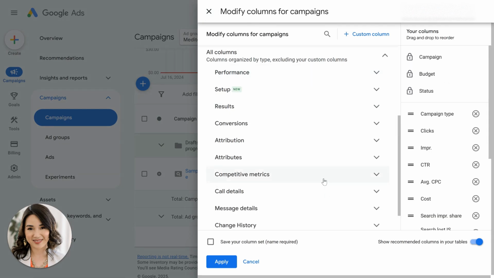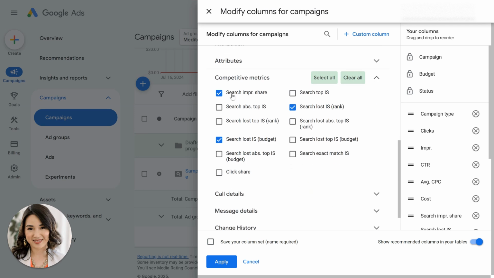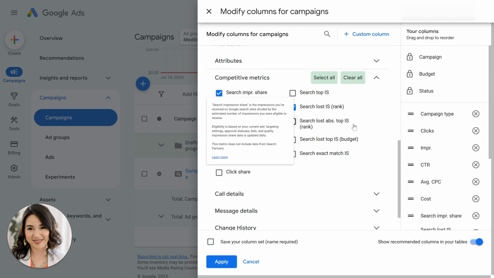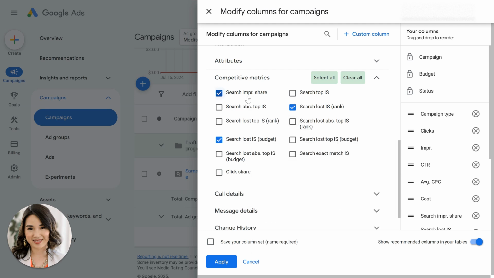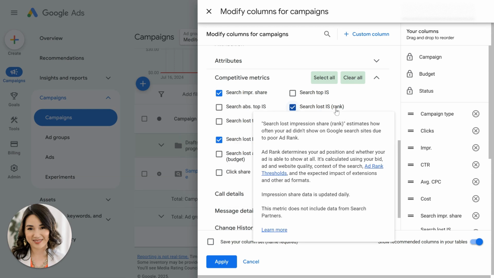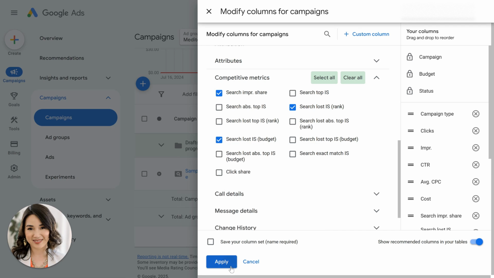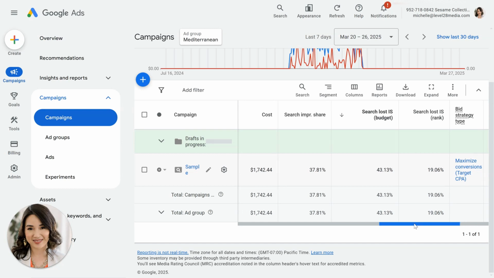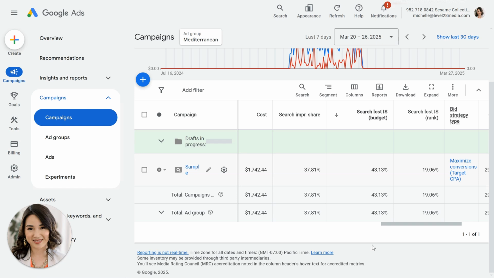go to all columns, competitive metrics, and mark all three of these main KPIs or metrics that we want to look at: search impression share, search impression share loss to rank, and search impression share loss to budget. Click apply, because these are not default KPIs that are set within Google. We're going to look at these three metrics that are coming in.